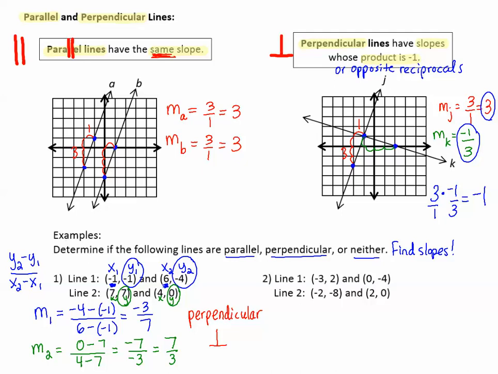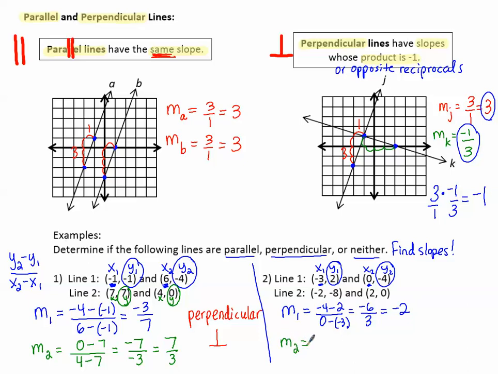Let's try example 2, or you could pause the video, try it, and come back and check on your work. Line 1. Slope of line 1. Let's label x, y, x, y. 1, 1, 2, 2. We always start with the change in y. -4 minus 2, and then the x's. 0 minus -3. -4 minus 2 is -6. 0 plus 3 is 3. That simplifies to -2.